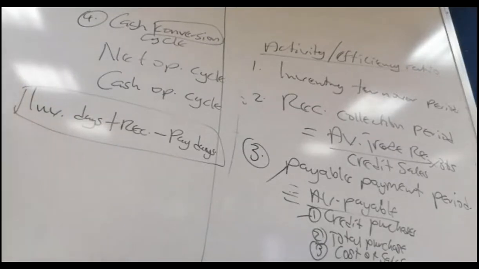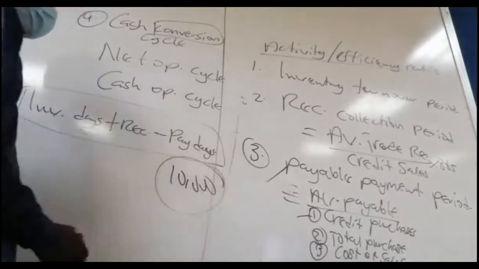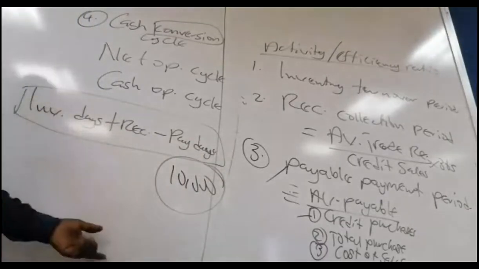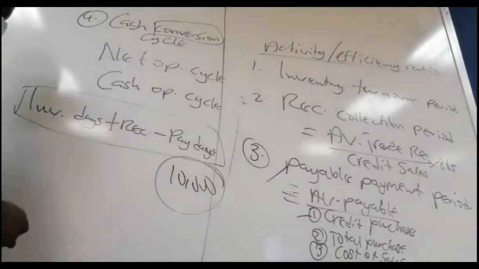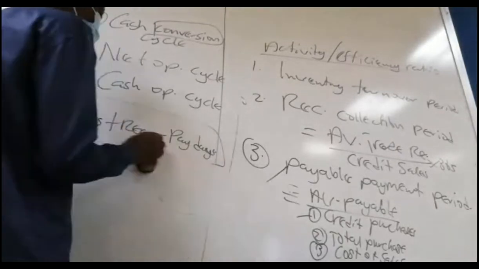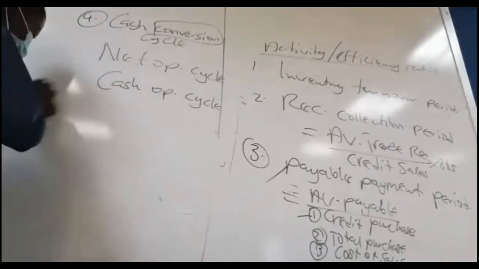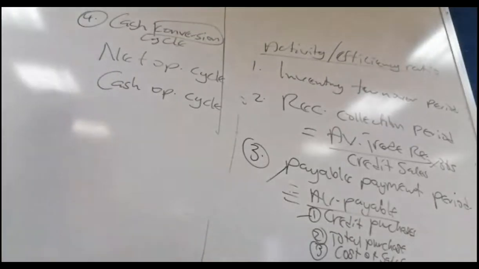Some organization may have requested maybe 50,000 cedis, but going through their financials, they just need 10,000 cedis. If you give them 50,000 cedis, they might end up not using it well. So that is it. Then we are done with the activity ratios, except the last one.